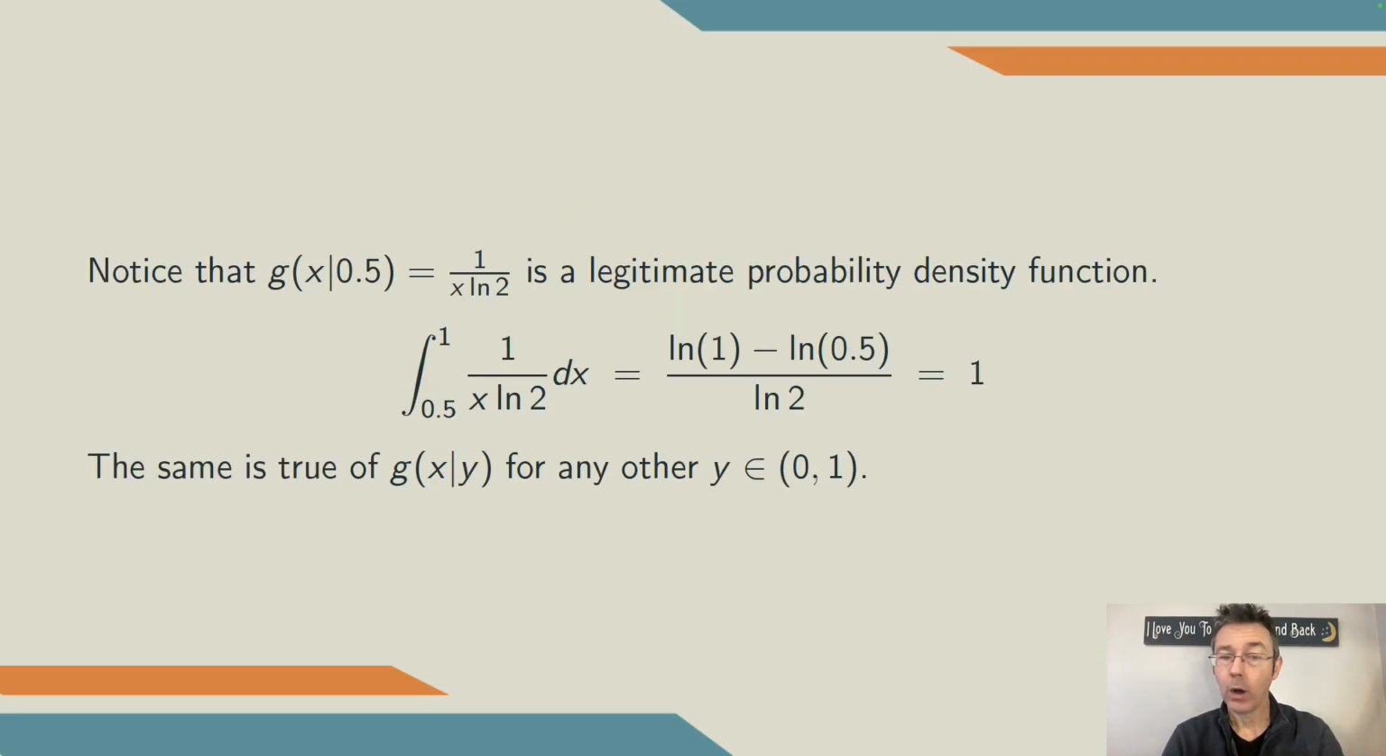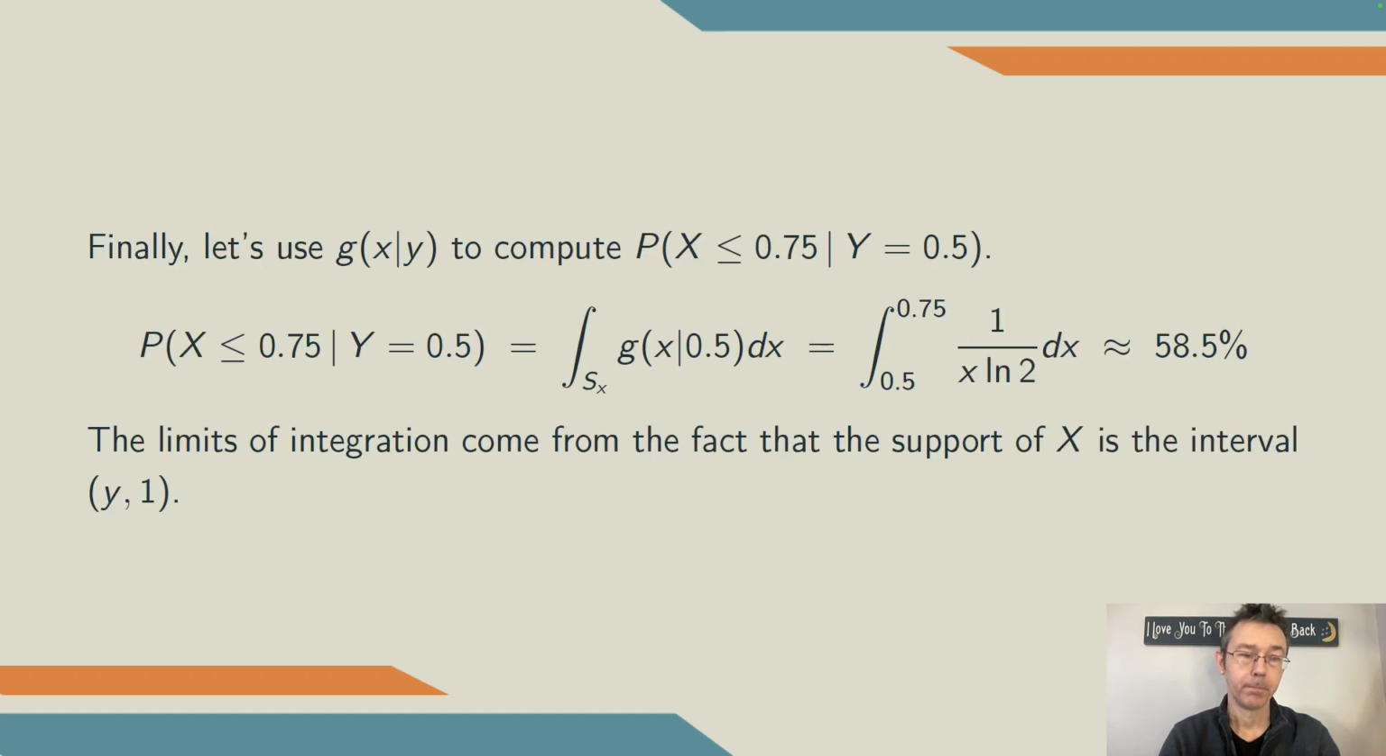G of x given y is also a legitimate probability density function. For instance, when y is equal to 0.5, g is 1 over x ln 2. And if we integrate that over the range of possible x values for that given y, so from 0.5 to 1, we get 1, just like we'd hope. Additionally, 1 over x ln 2 is positive for all those possible x values. This is, of course, true for any other y value that we would use between 0 and 1.